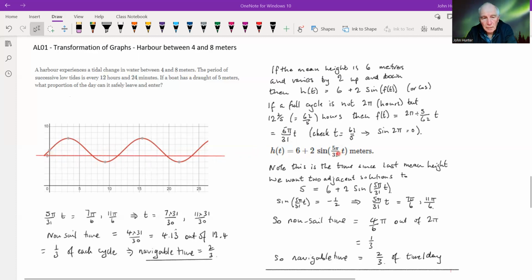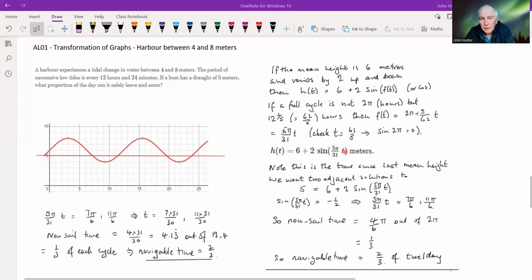Okay, and then, which is the mean height. So to get then to the next mean height, so that's another way of thinking about the full cycle. Not the next mean height, but the next two after, because that is a full cycle.